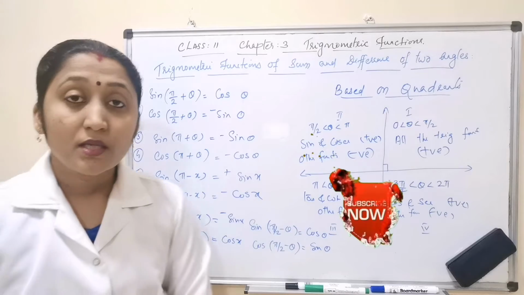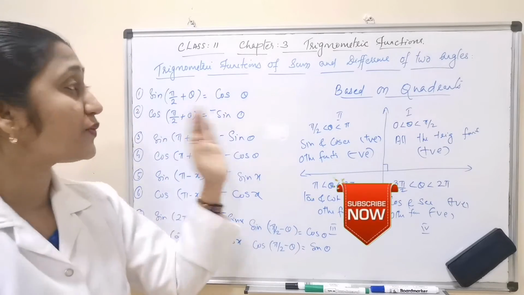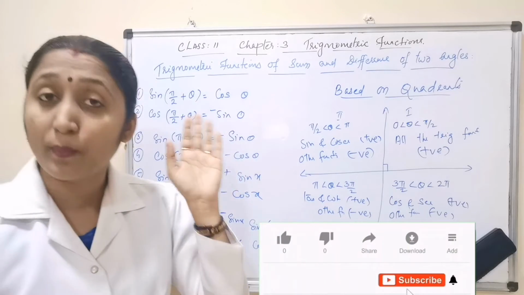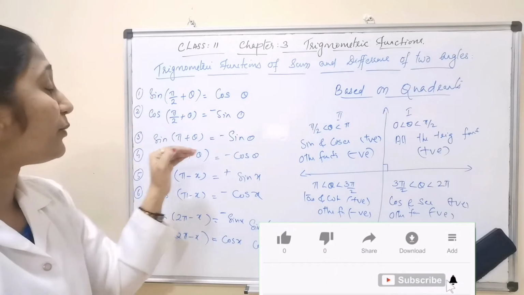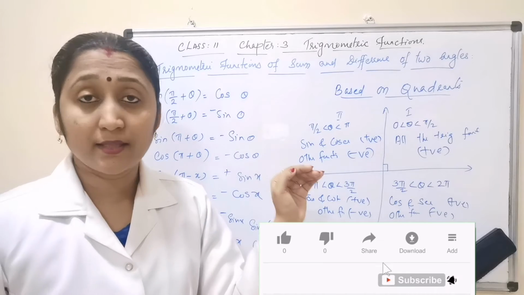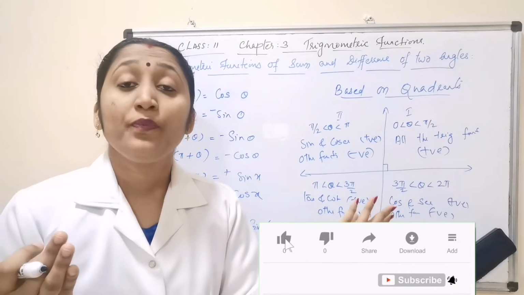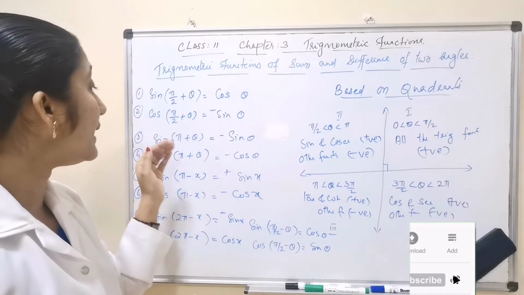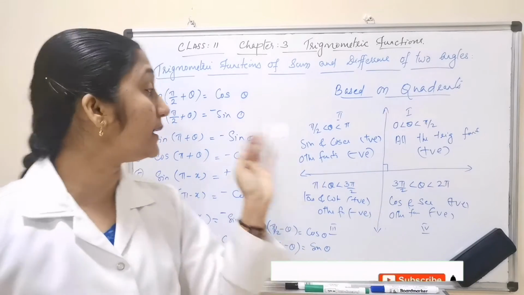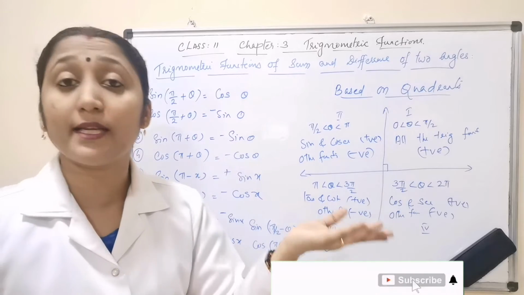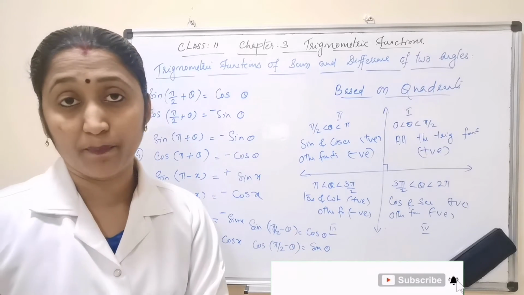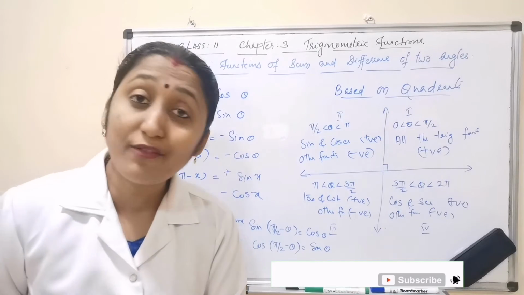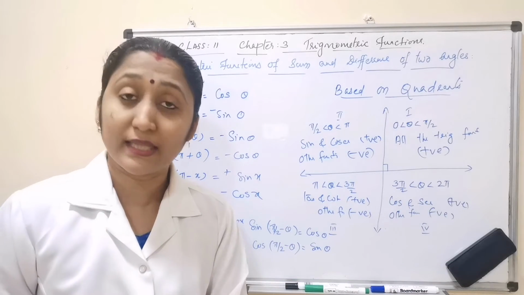Is it clear? So we have to learn these formulas by heart. Sin of pi plus theta is equal to minus sin theta, cos of pi plus theta is equal to minus cos theta, or it may be changed into degrees, x or 180 degrees. So we have to learn by heart sin of 180 plus theta is minus sin theta, cos of 180 plus theta is minus cos theta. Whatever it may be, you have to learn this formula by heart. It is very important in your further studies.